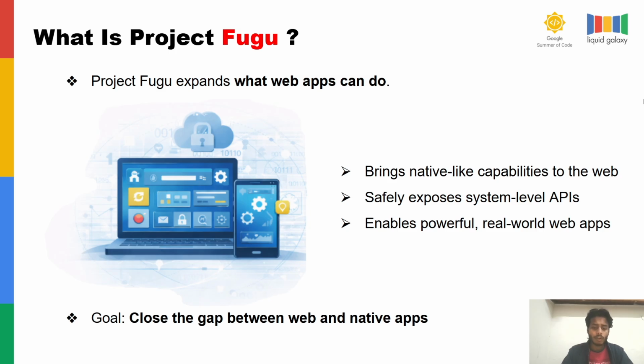This is extremely important for advanced Liquid Galaxy applications. Liquid Galaxy needs rich interaction, device integration, and smooth performance. Project Fugu enables PWAs to meet these requirements. In the next slide, we will look at some key Project Fugu APIs and see how they are especially useful in the Liquid Galaxy ecosystem.